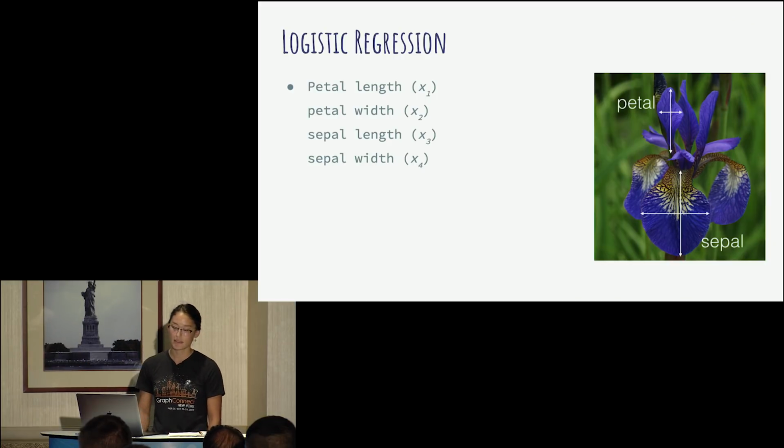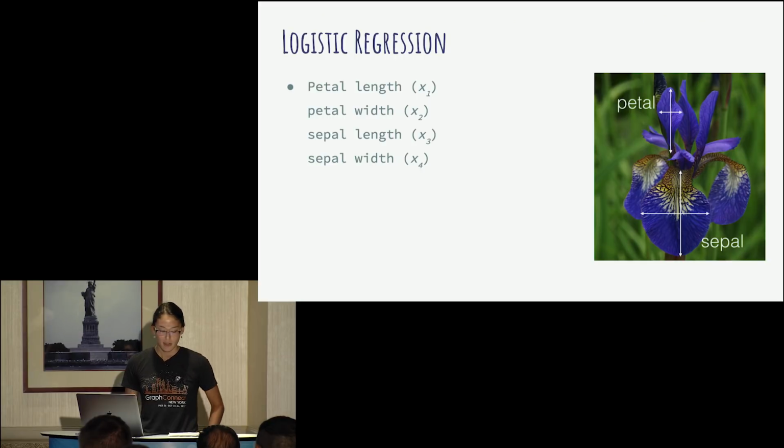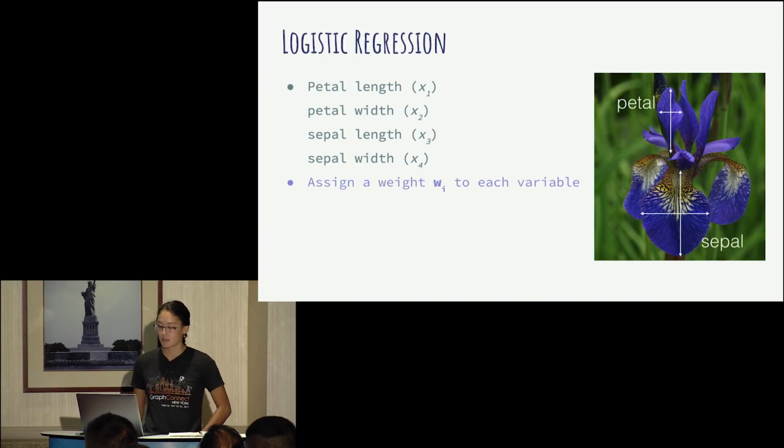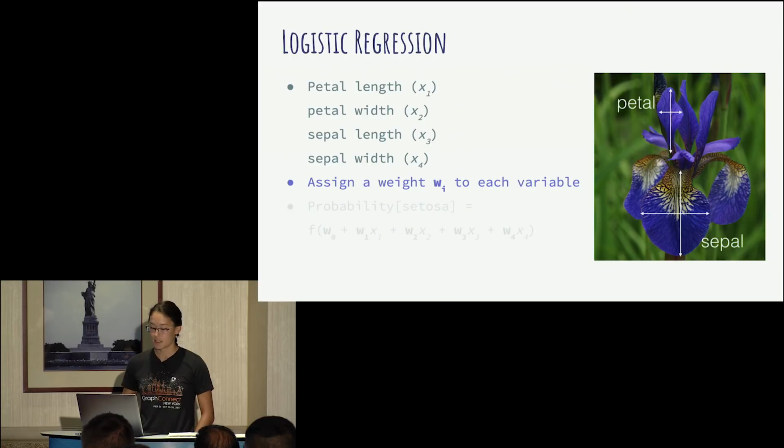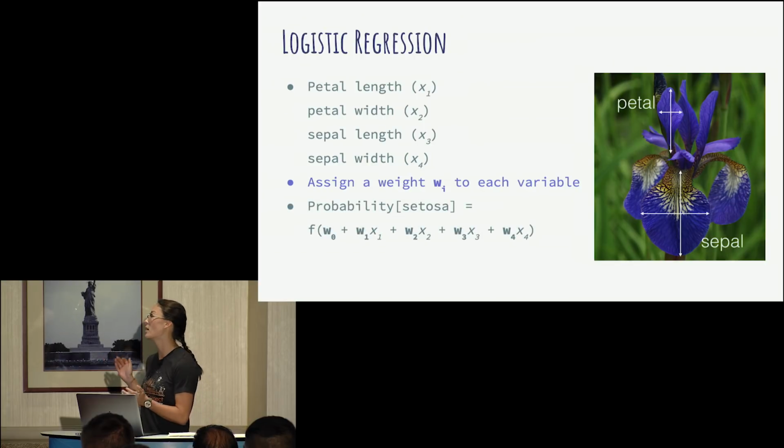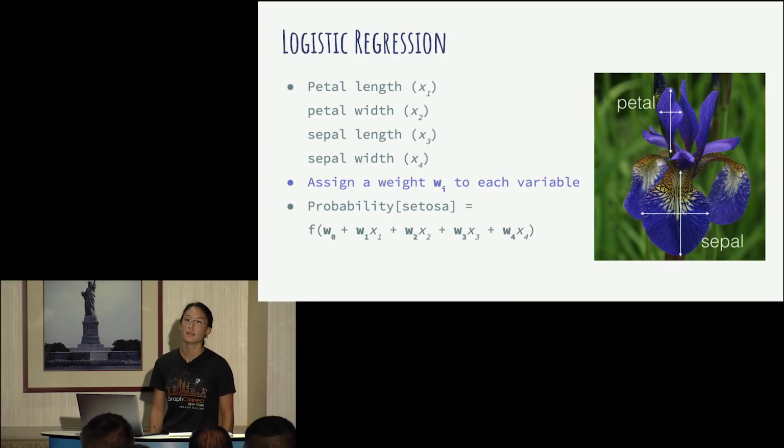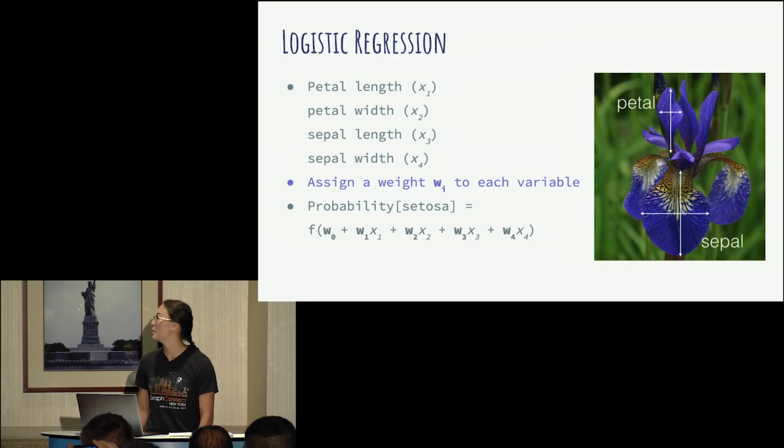And since this is a classification problem, logistic regression is the model that we want to use. And logistic regression assigns a weight to each known variable using known data points. And the logistic function f just takes the weighted combination of these values and maps it into a value between 0 and 1, so that the output of the logistic function can just be interpreted as a probability that a given flower belongs to that class.